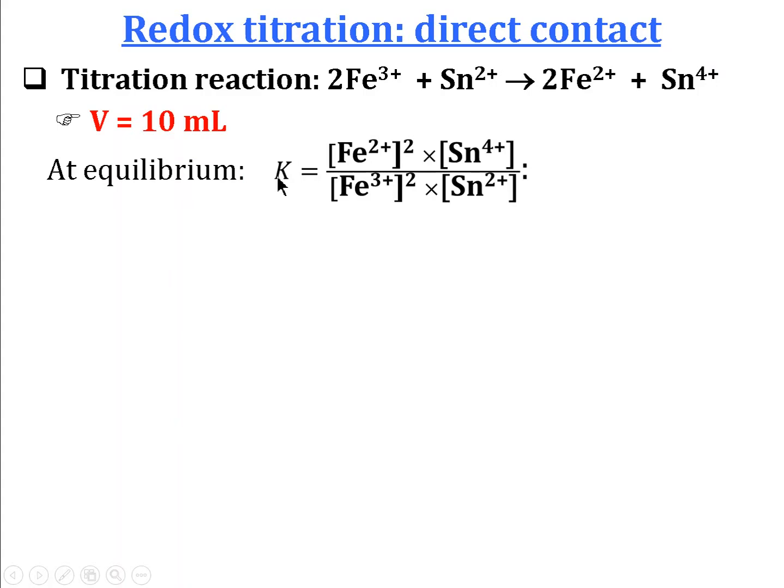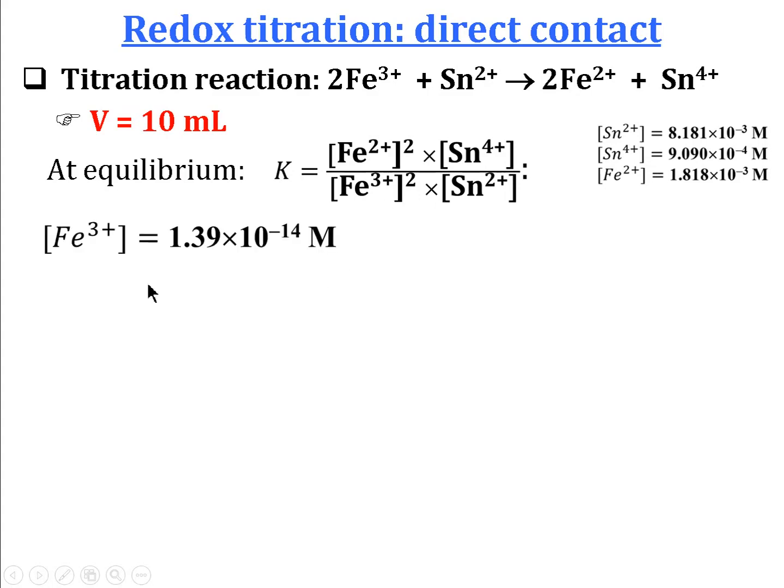At equilibrium, the equilibrium constant is equal to the concentration of the products divided by the concentration of the reactants according to the stoichiometry, and the concentrations are at equilibrium. So K equal [Fe2+]^2 times [Sn4+] divided by [Fe3+]^2 times [Sn2+]. We calculated Sn2+ previously, Sn4+, and Fe2+, so we can calculate the concentration of Fe3+, which is equal to 1.39 times 10^-14.